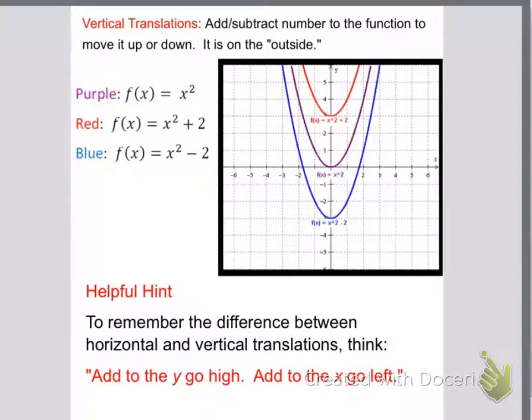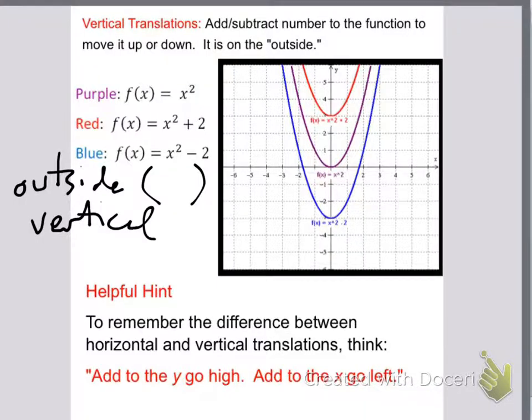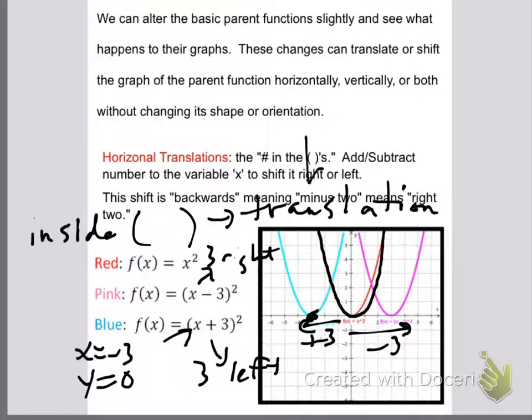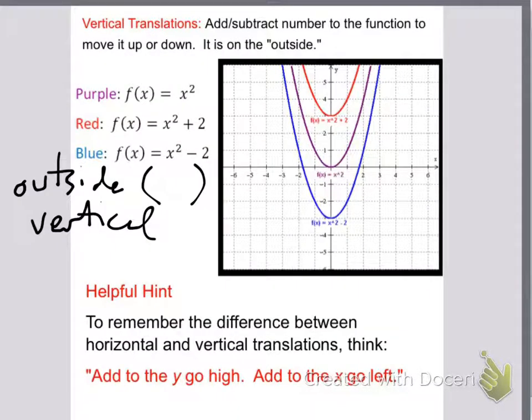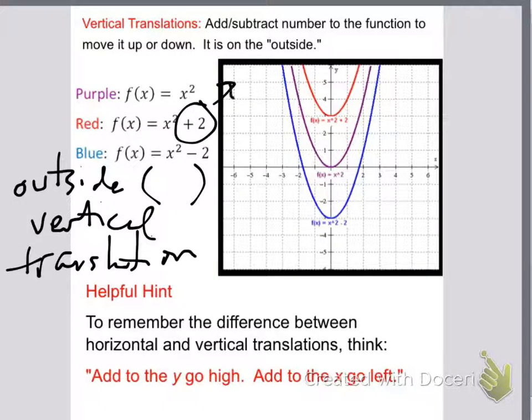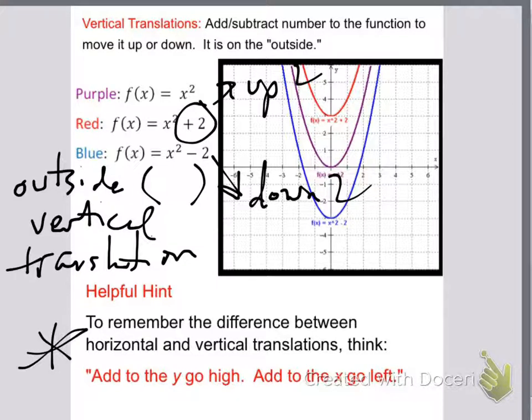Outside the parentheses, we're going vertical. Actually, let's go back here and call that horizontal. Sorry, I'm covering that up, but we're going to try to make this easy. It's a vertical translation, or shift, okay? So this 2 means up 2, this minus 2 means down 2. Hopefully you guys already know this stuff. Okay, shouldn't have to explain it that much.